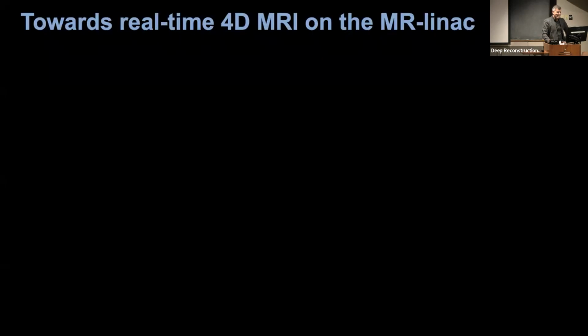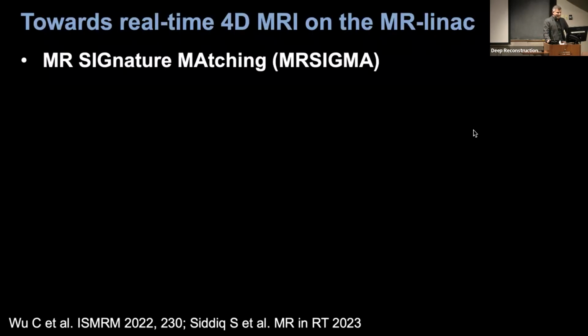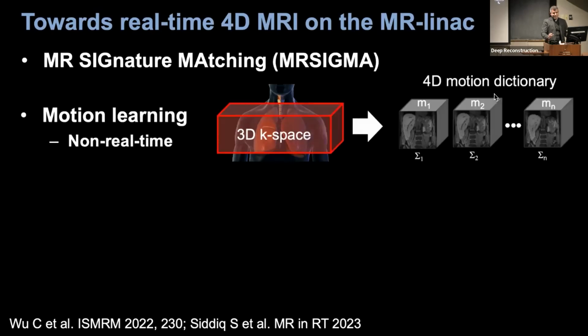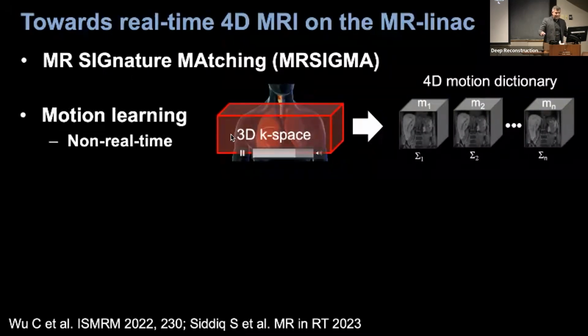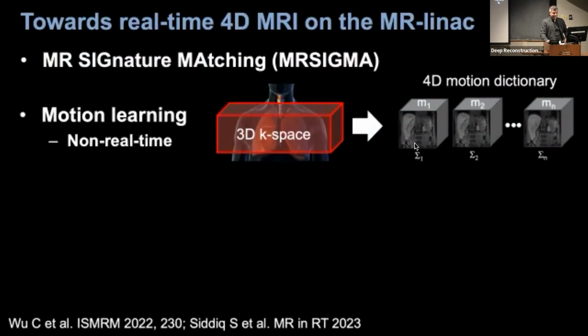That's not real time. So in order to be real time, we developed this technique, which is called MRSIGMA, MR signature matching, where we need to recognize MRI is not fast enough to do real time for the imaging. But what we can do is take some advantages from motion. So we can pre-learn a 4D motion dictionary. So let's acquire data. Let's do movienet, right? So let's acquire data for 4 minutes and reconstruct it. And then we assign a unique signature to each motion state.